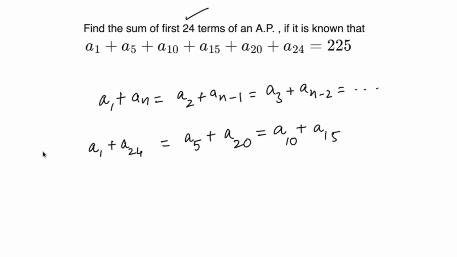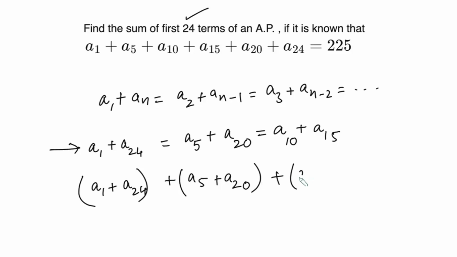So using this fact in the given equation, which is A1 plus A5 plus A10, if we regroup that, we get A1 plus A24, A5 plus A20, plus A10 plus A15. And this is given equal to 225. All of them are equal, so we can consider any one of them.